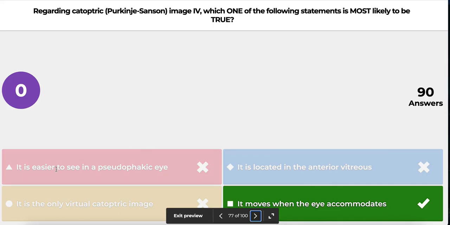It is difficult to see in the pseudophakic eye, as the difference between image 3 and image 4 is the thickness of the lens, and the phakic eye has more thickness, so they are more displaced. But in pseudophakic eyes, the IOL will be much thinner than the human crystalline lens. Image 4 is located on the posterior surface of the lens, and it is a real image. It's the only real catoptric image, and it moves when the eye accommodates. This is the correct answer.